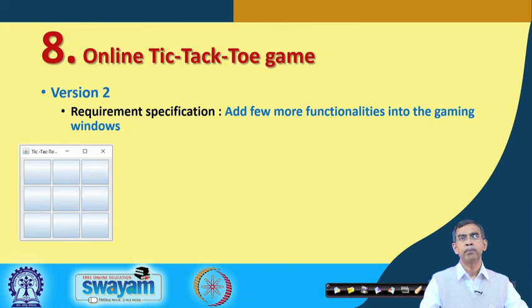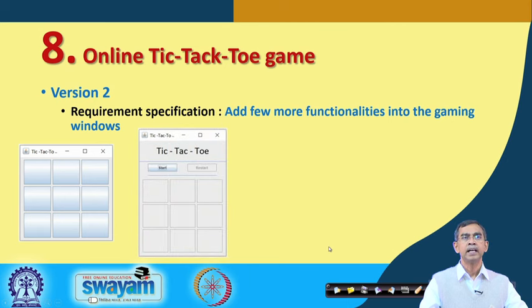In our second phase of the program, we can say it is the second version of the Tic-Tac-Toe game. Here we have to add a few more functionalities into the gaming window. Let us see what functionalities can be considered here. Initially the initial interface is there. After the initial interface there will be a start or stop button. That button can be a toggle button, so that once you start, it will automatically go to stop. If we select it, automatically that portion will be there.